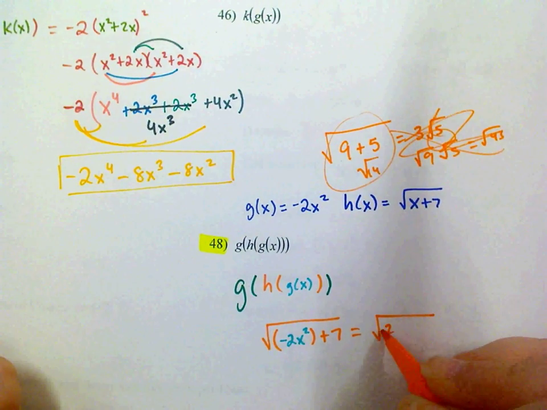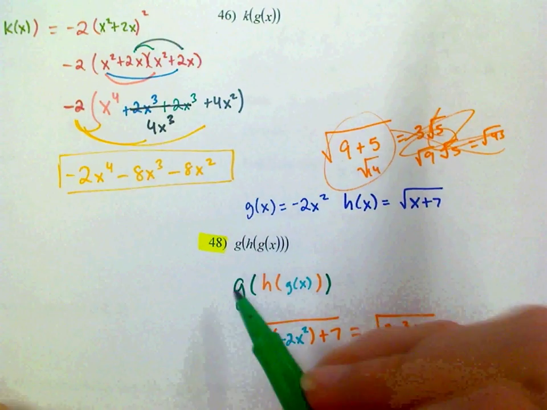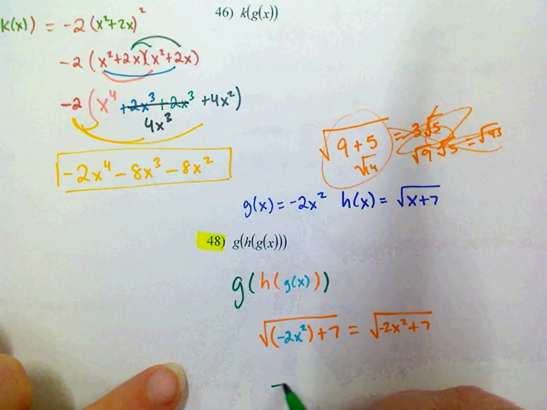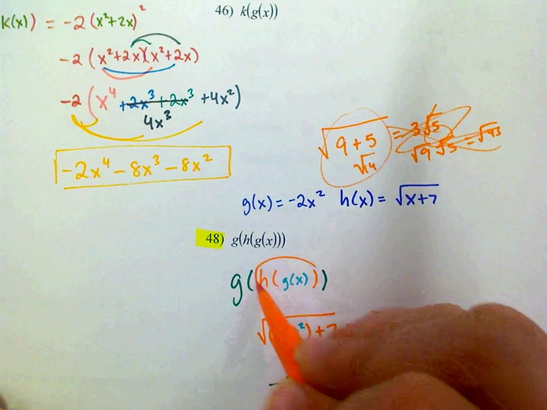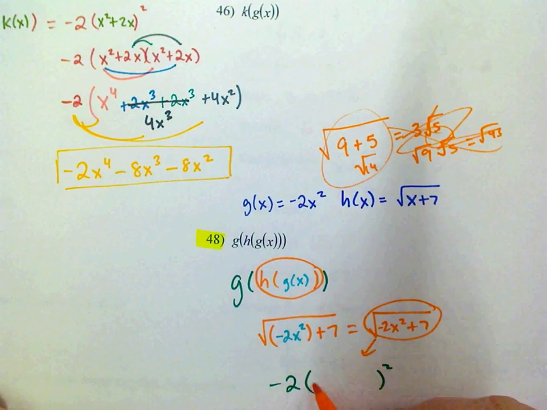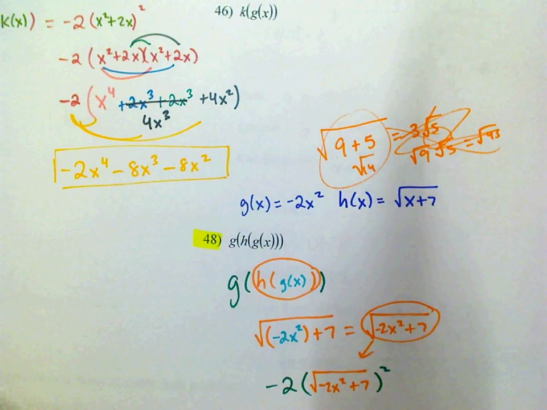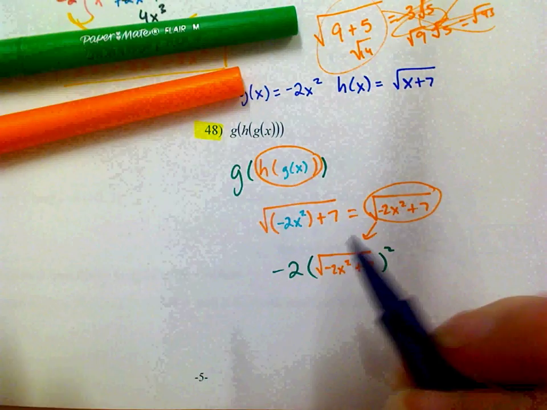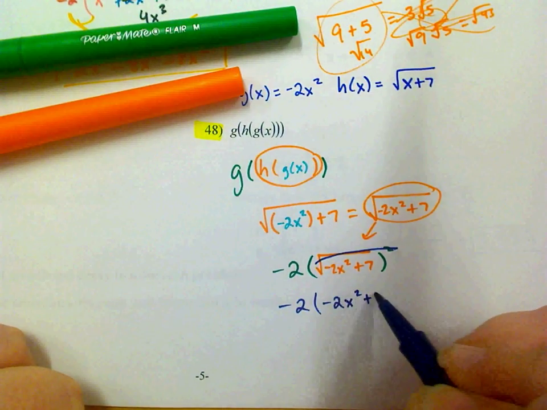Now, I need to find g of this inner thing. So g is the outside function, negative 2 times something squared, and that something is the square root of negative 2x squared plus 7. I notice that the square and the square root cancel each other out. So I'm left with negative 2 times negative 2x squared plus 7, which is positive 4x squared minus 14. And there you go.